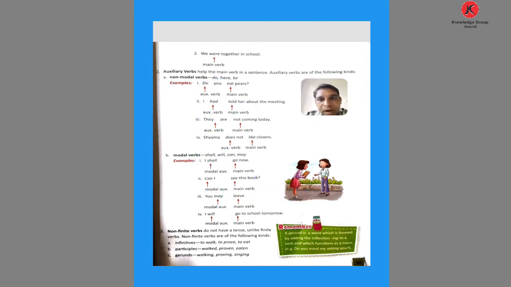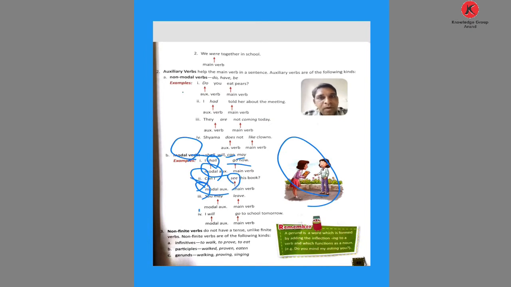Now comes the modal verbs. What are modal verbs? Shall, will, can, may, might, should, would, could. They are the modal verbs. See the example. I shall go now. Modal auxiliary verb. Can I see this book? See the picture. Modal auxiliary verb can, and main verb see.